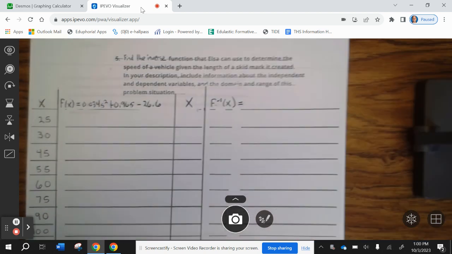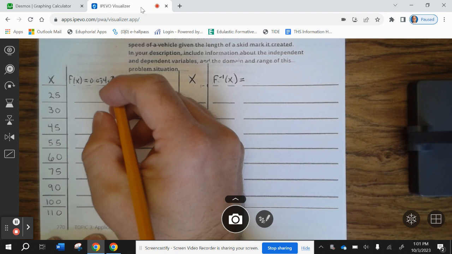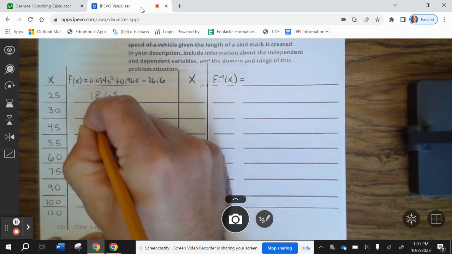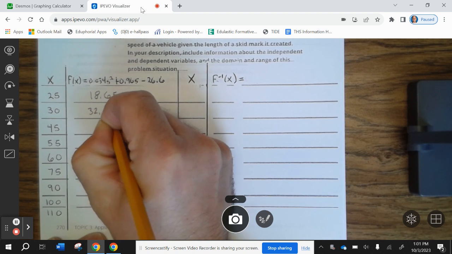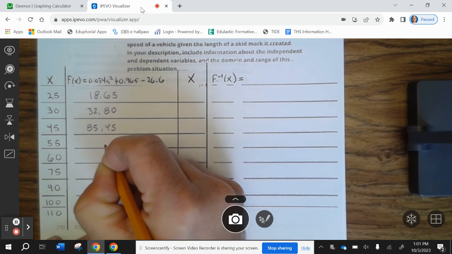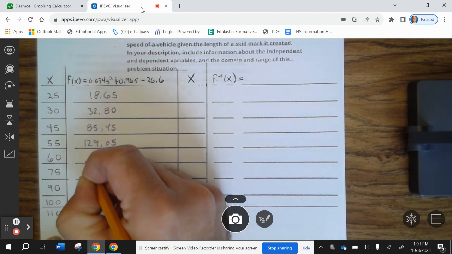Now, zoom out a little bit so we can get this whole graph in here. Find the inverse function that Eliza can use to determine the speed of a vehicle given the length of a skid mark it created. In your description, include the information about the independent and dependent variables and the domain and range of this problem situation. So here we have these numbers. So it's 18.65, 32.80, 85.45, 129.05.